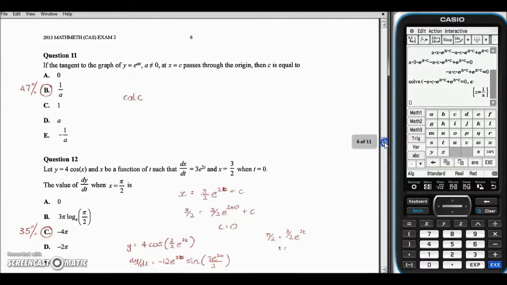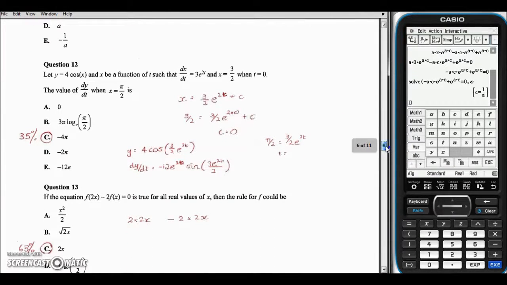Okay. Now question 12, this is probably the hardest question on the paper, well the multi-choice section anyway, so I'll try to explain it as best I can. We're told that y is equal to 4 cos x and x is a function of t such that dx dt equals 3e to the 2t and x equals 3 on 2 when t equals 0. So let's just worry about this bit here. Let's treat that like an anti-differentiation problem. So we're going to work out what x is in terms of t.